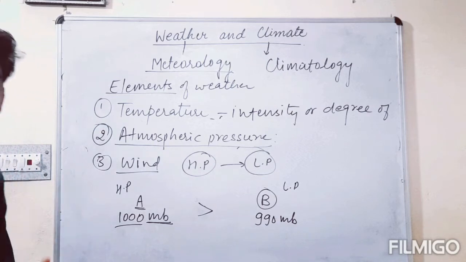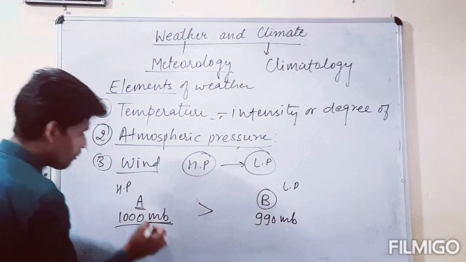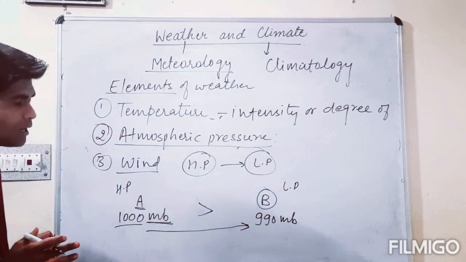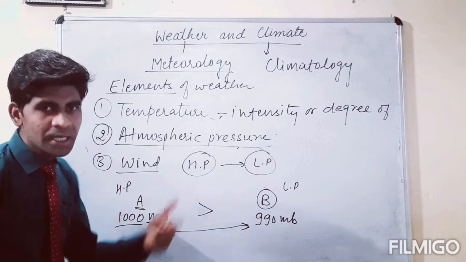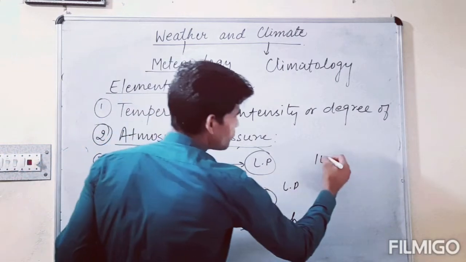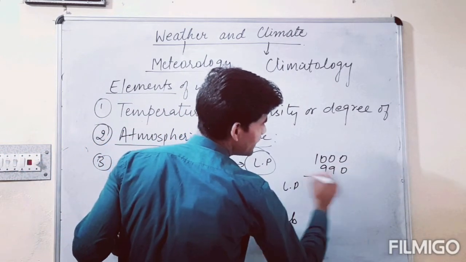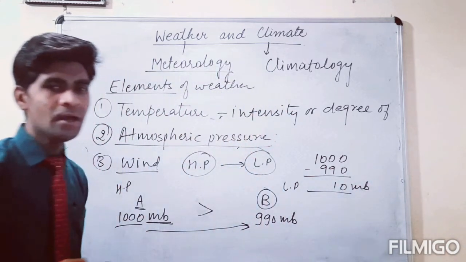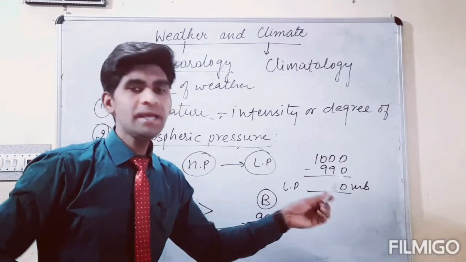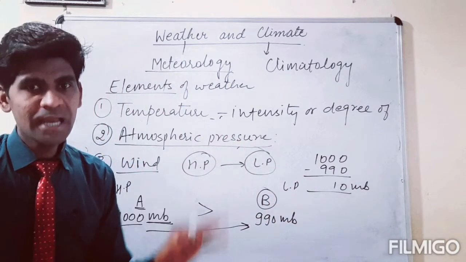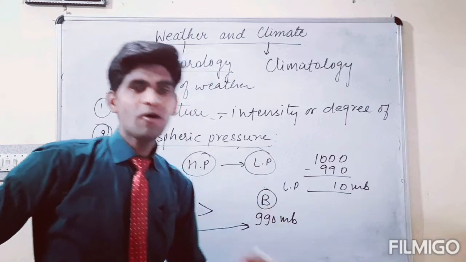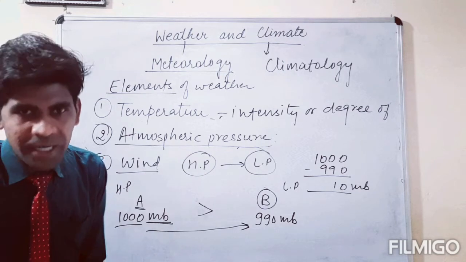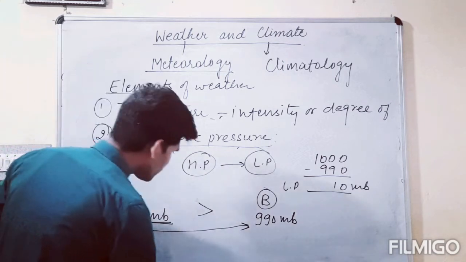So the movement of wind will be in which direction? From A to B, because of high pressure area to low pressure area. So look, what is the differential atmospheric pressure in it? That is 1000 minus 990 MB, we will get 10. So the difference between these two atmospheric pressure zones is only 10 millibar. So the movement of the wind, the movement of the air, would be at less speed.